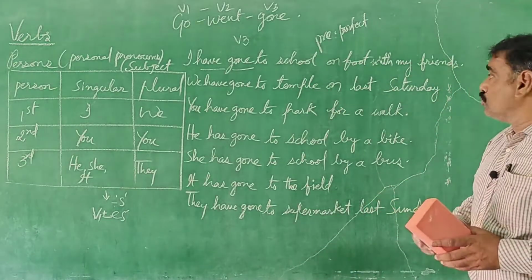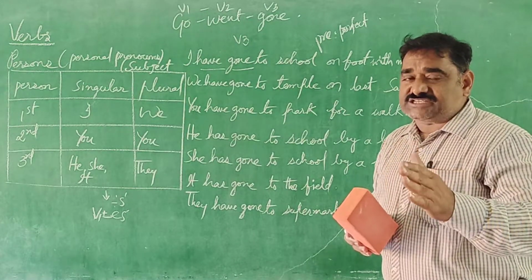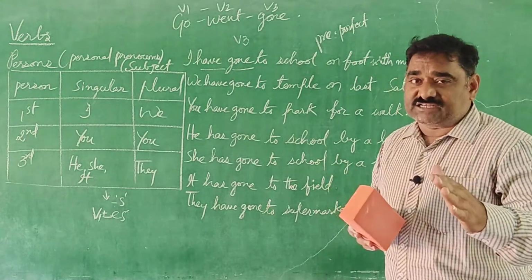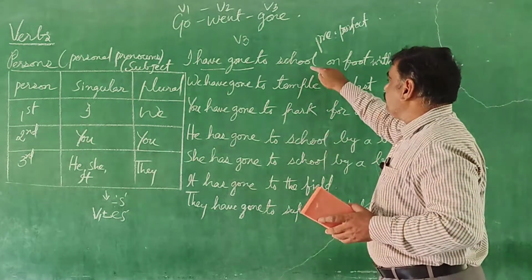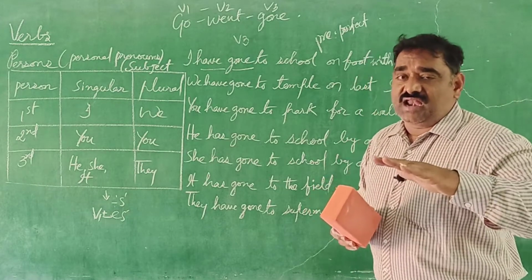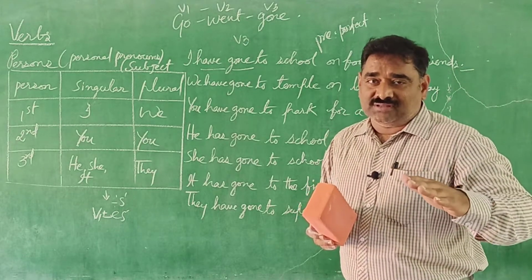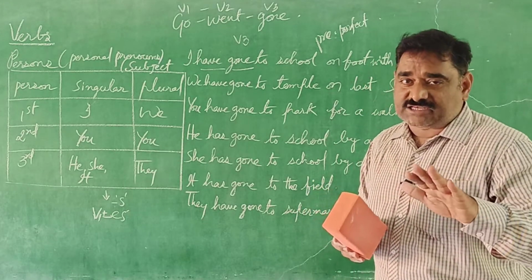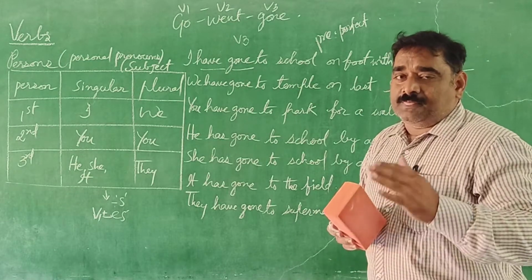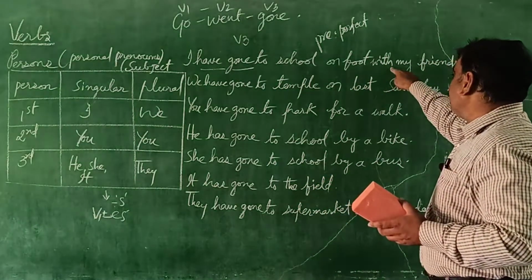I have gone to school with my friends. Present perfect. V2 represents an action completed. Present perfect also talks about an action which is completed, but in present perfect we do not use any time expressions like last Sunday, a while ago, last Monday, last month, and last year. No time expressions in present perfect. We should use present perfect without any time expression. I have gone to school on foot with my friends.